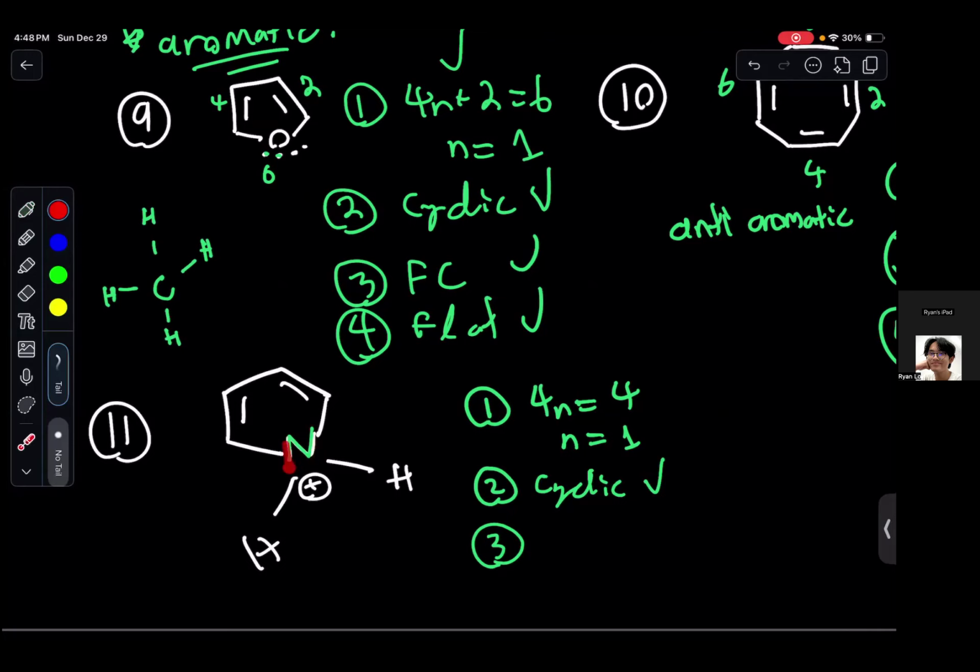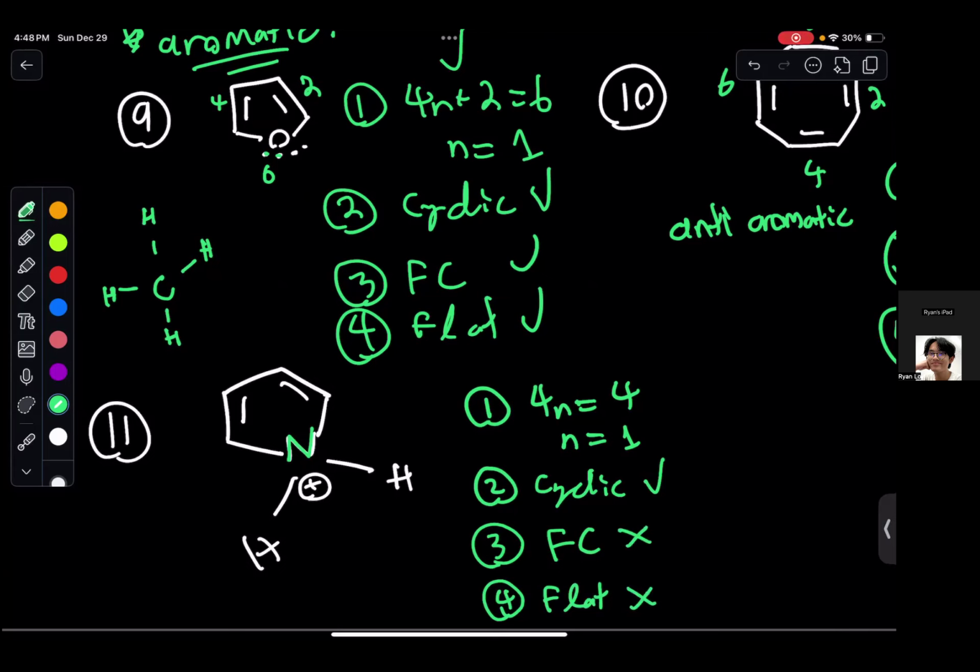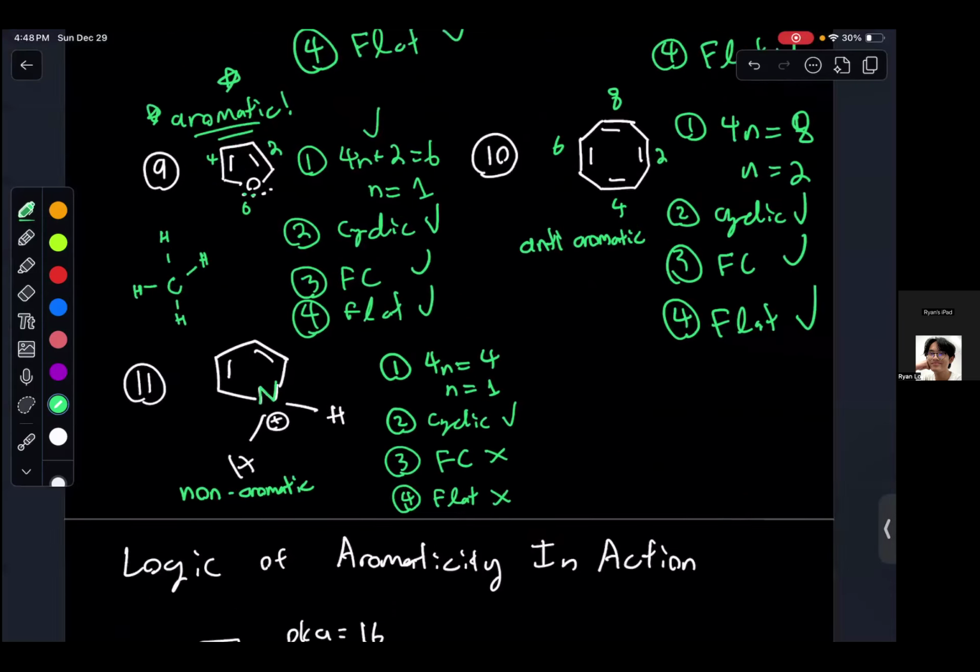Unfortunately, since this nitrogen has four things attached to it, similar to how this carbon is, it is going to be sp3 hybridized, in which case it is not fully conjugated because you can't really do resonance with that. On top of that, it is not flat. So not this, not that. This is going to be non-aromatic. Sorry about that. Okay, cool.